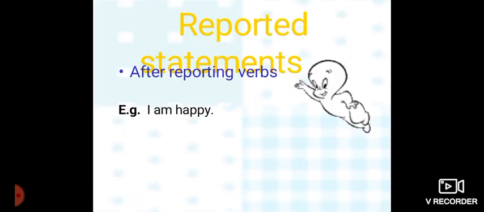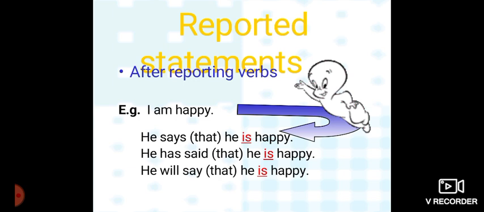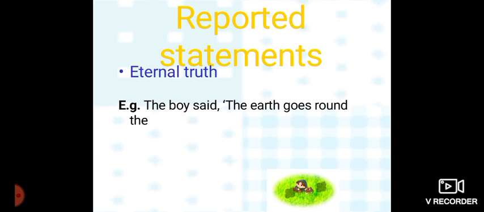After reporting verbs, for example, I am happy, that is called reported speech here. So in a reported speech statement, the reporting verb is he says. After that we add that: he is happy. I am happy changes into he is happy, because the pronoun I changes into he, am changes into is, and happy always stays the same.